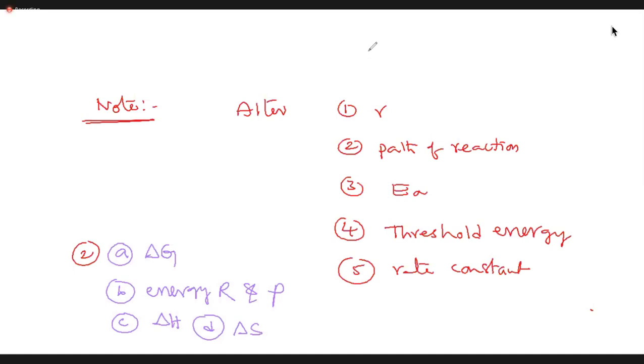So delta H is enthalpy, and delta S is entropy. We did thermodynamics, you know. Entropy is a measure of randomness, Nikita. And this is free energy, right? Yes, free energy. Copied, huh?